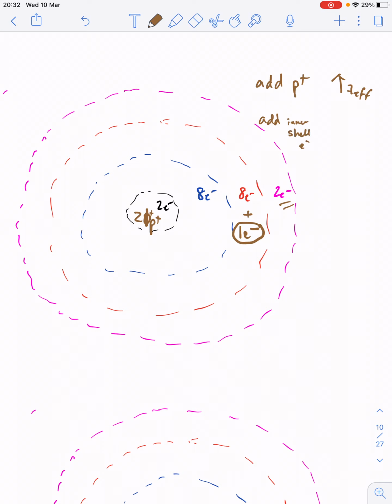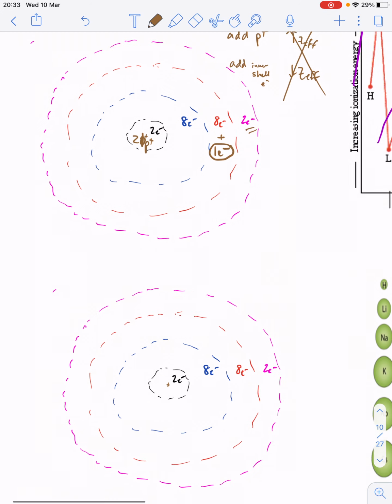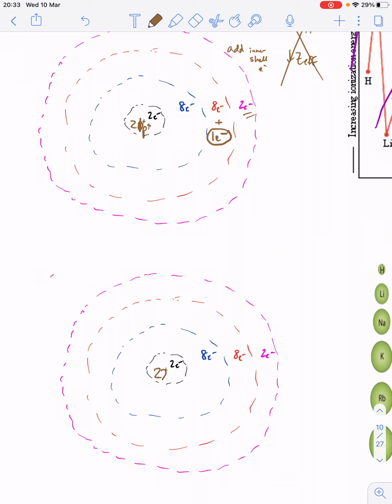So I've just added shielding effect. I've added a proton, but I've also added shielding effect. And the added shielding effect reduces the Z effective. And so the net result is that the Z effective changes more or less cancel each other out. So if I then go to something that has 22 protons and 22 total electrons, again, now I've added 2 protons, but I've also added 2 extra shielding effects. I've added 2 inner shell electrons. And so has the Z effective changed?